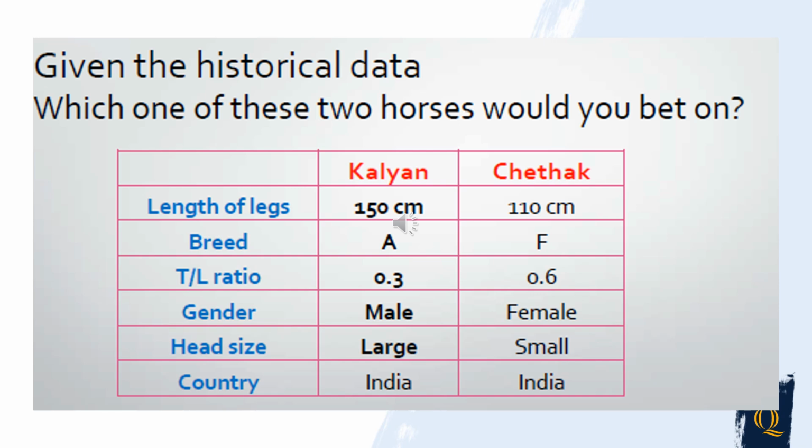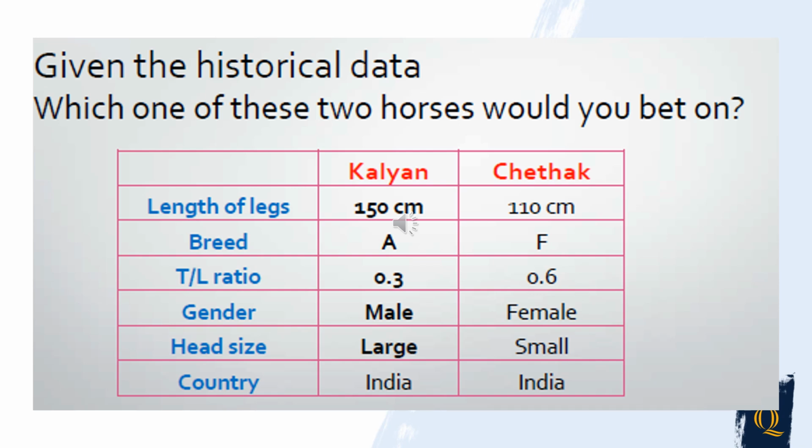Now that we have examined the key historical factors that influence horse racing outcomes, it's time to put that knowledge to the test. With two horses, Kalin and Chet Hawk, in front of us, we all have the relevant data at our fingertips. Let's apply what we've learned from our analysis and consider which horse you would bet on based on the historical trends we just explored.